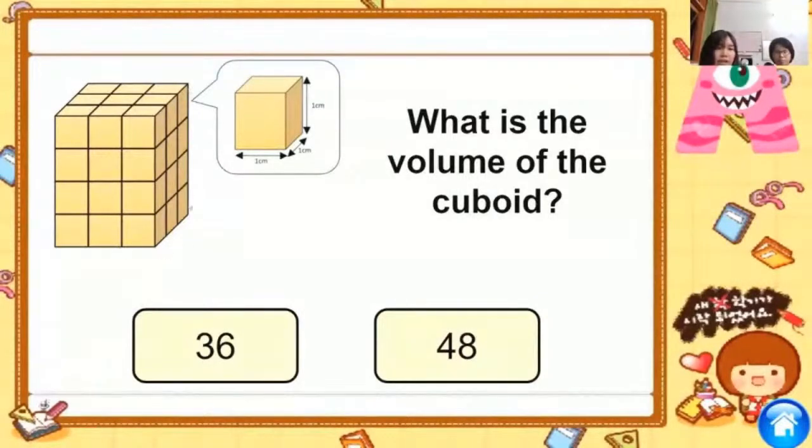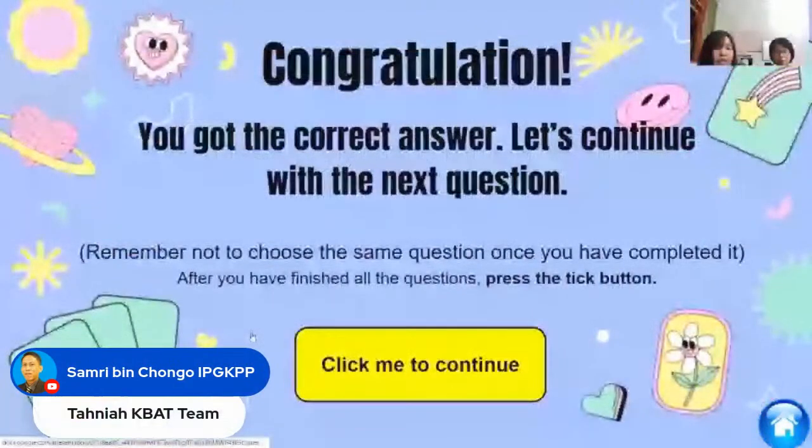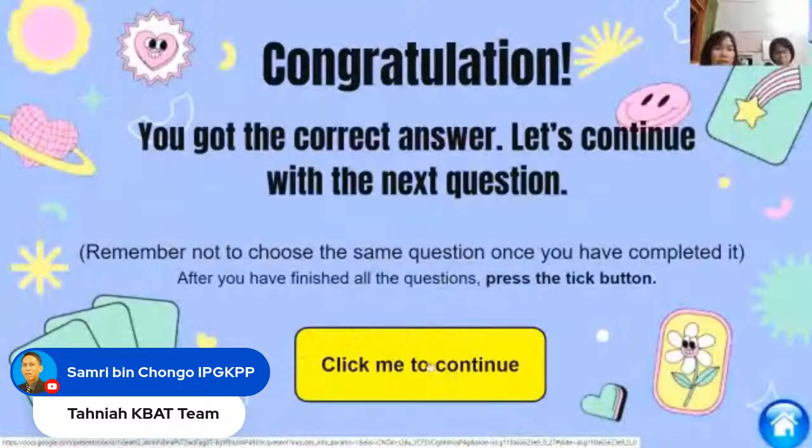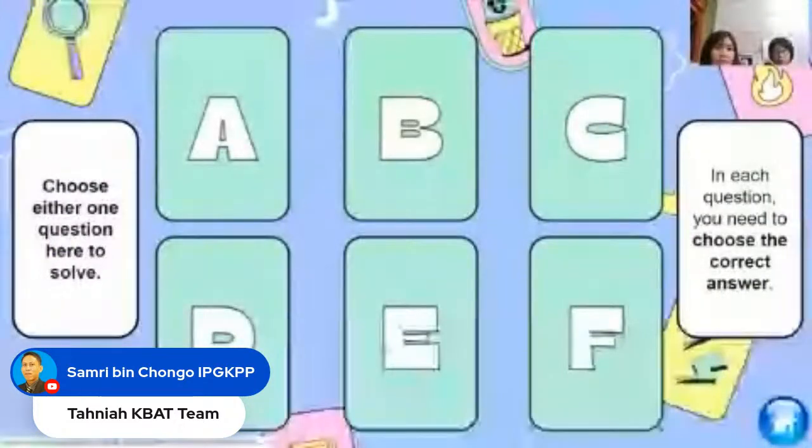So we'll take all these three measurements and multiply them together, and we will get the answer, which is 36. If pupils get the correct answer, it will show this slide, and pupils can click on the yellow button below to continue. Next, we will move on and try the next question.